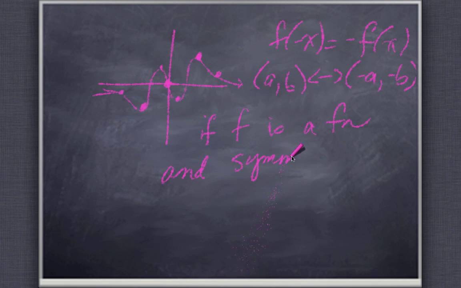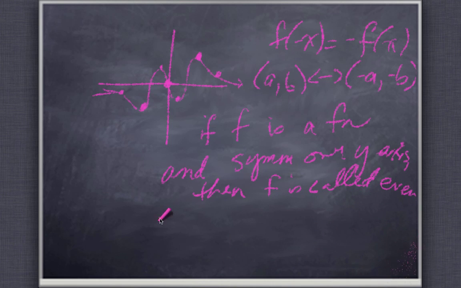Okay, so if f is a function and symmetric over the y-axis, then f is called even. If f is a function and f is symmetric over the origin, then f is called odd.